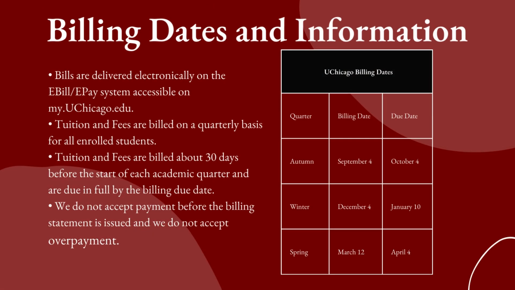All bills are delivered electronically, which you can access through your student portal at my.uchicago. If you've created authorized users, they too can access your student billing account information. If you've been awarded financial aid, your first bill will deduct your pending financial aid. Tuition and fees are billed about 30 days before the start of each academic quarter and are due in full by the billing due date.